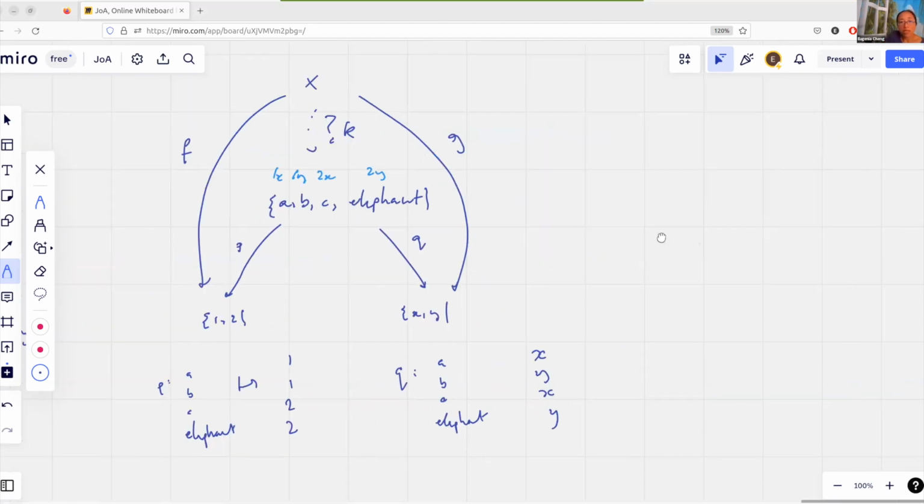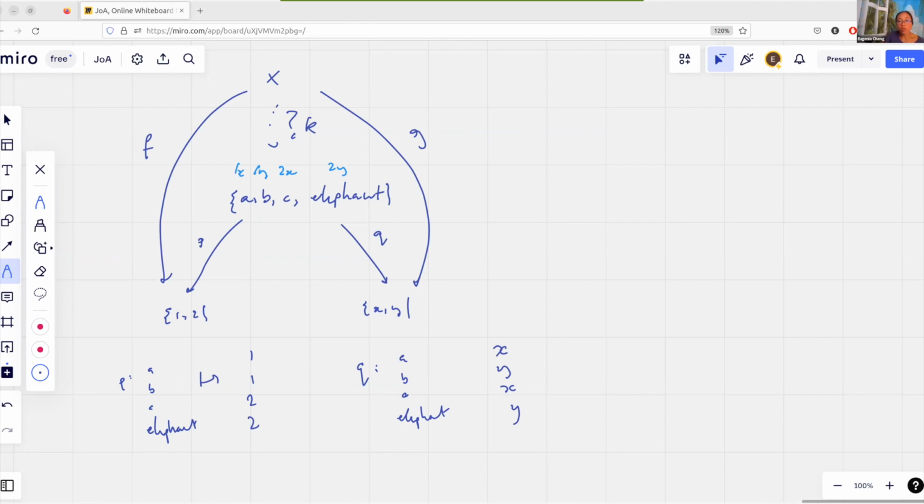Okay, so if you wanted to make a systematic scheme for doing this, you could make a grid and say, okay, I want to decide which elements correspond to which. So here are the things that go to 1 and 2. Here are the things that go to X and Y. Who goes to 1 and X? Well, that's A. Who goes to 1 and Y? Well, that's B. Who goes to 2 and X? Well, that's C. And who goes to 2 and Y? Well, that's elephant.